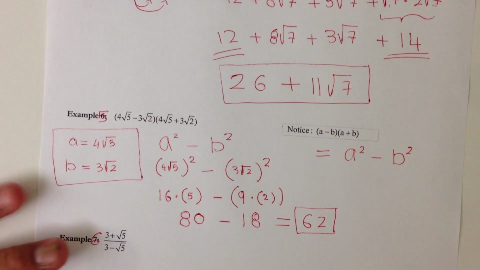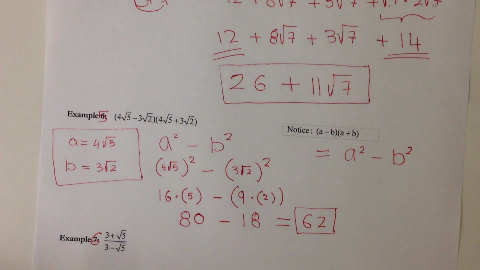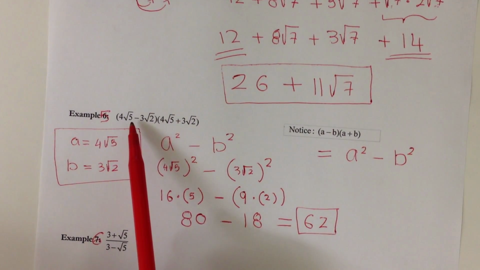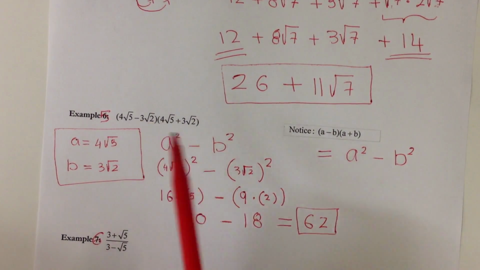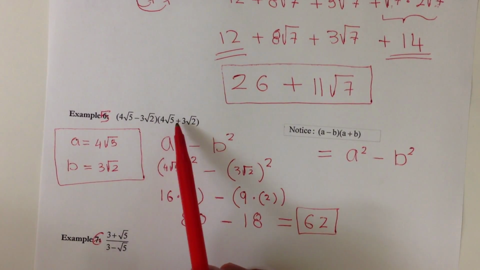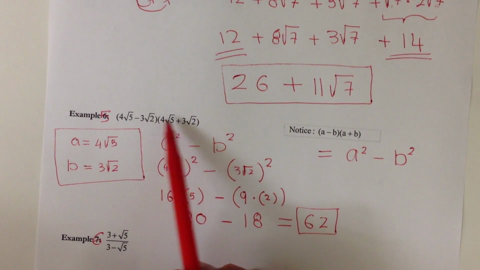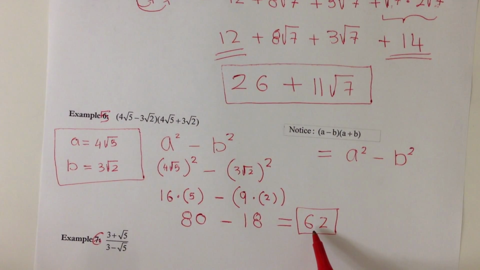One thing I want you to walk away with from example 5 is that when you multiply a pair of binomials that differ only by a sign, you actually get a number without a radical. And that's one of the tricks that we're going to use when we try to simplify or divide binomial radicals.